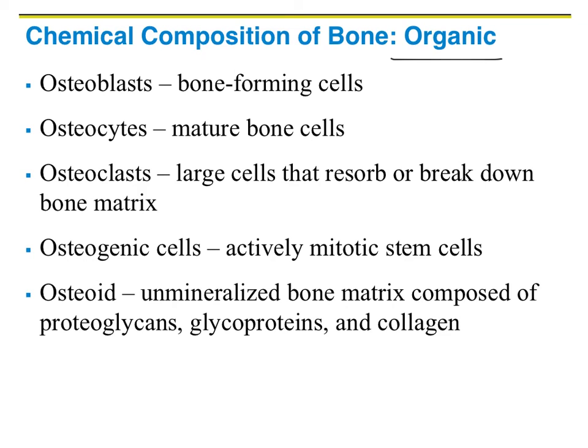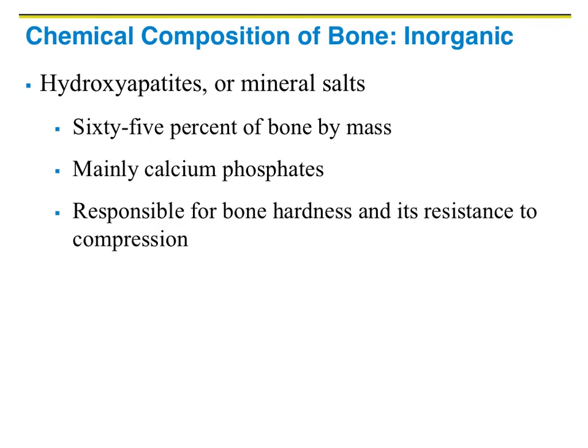It's composed of proteoglycans, glycoproteins, and collagen. Some of the inorganic components of bone include hydroxyapatites, or what's known as mineral salts. The mineral salts compose about 65% of bone mass. Its main component is calcium phosphate. It's responsible for the hardness of bone and its resistance to compression.